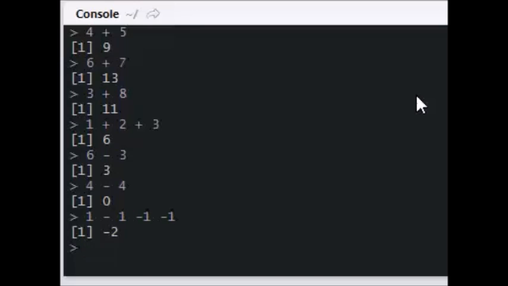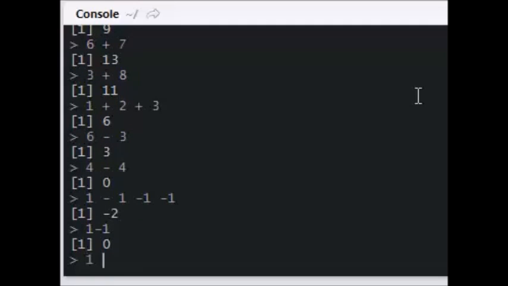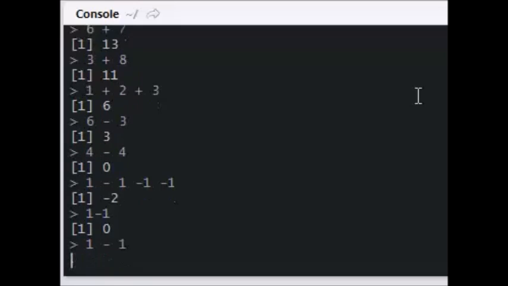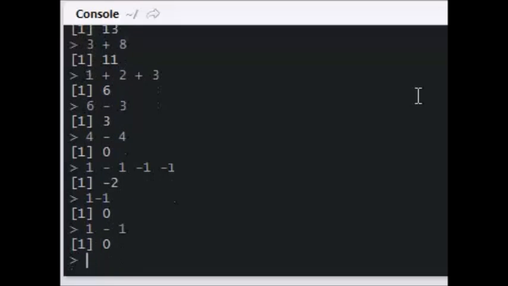Note, in the last two minus 1s, I didn't put a space in between the minus sign and the 1. That's because for most cases, R is not white space sensitive. So we can do 1 minus 1, we get 0. We can do 1 space minus space 1, we still get 0. We can do 1 space space space minus space space space 1, and we still get 0.